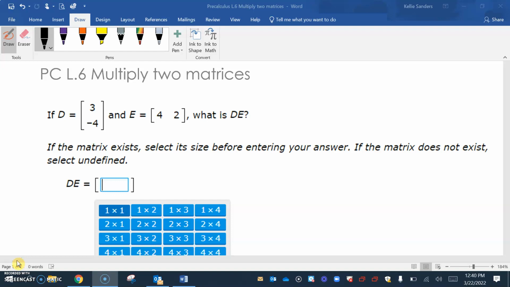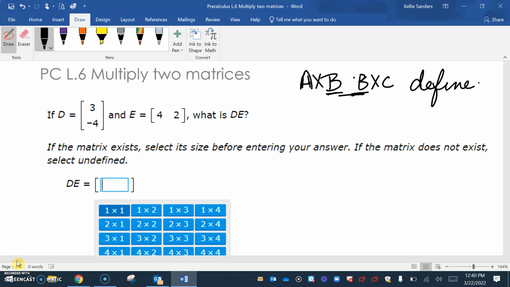So remember, the dimensions of a matrix are rows by columns, and rows by columns. If the columns of the first matrix and the rows of the second matrix are the same, then the product is defined, and the answer, whenever we multiply them together, is going to be an A by C matrix.